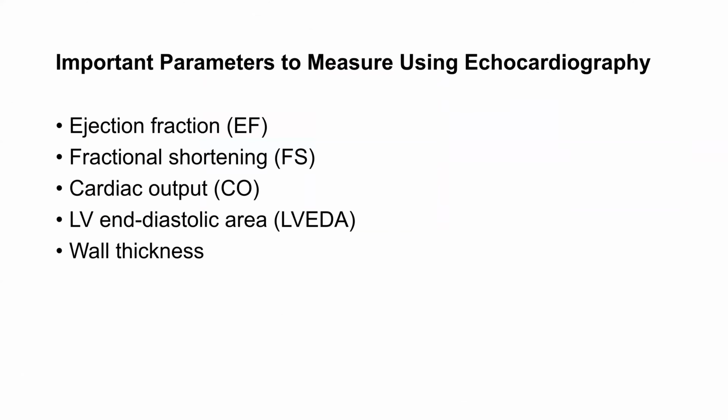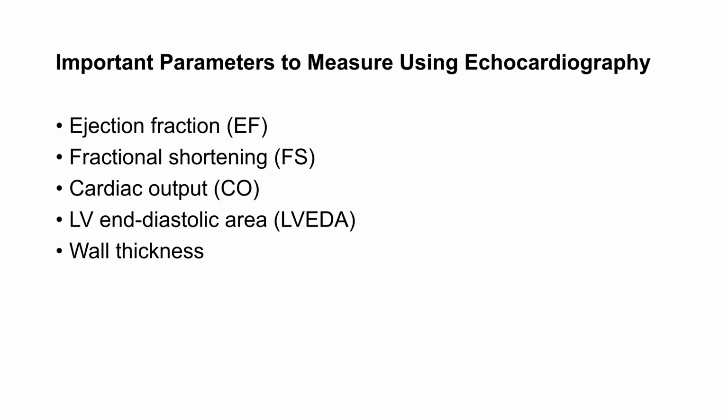So what are the important parameters that it's good to measure using echocardiography? It's good to measure ejection fraction, and this is represented as a percentage, and it shows how much blood the left ventricle pumps out with each contraction. You can also measure fractional shortening. This is the reduction of the length of the end diastolic diameter that occurs by the end of systole. So this is also a fraction that shows the contractility of the heart.